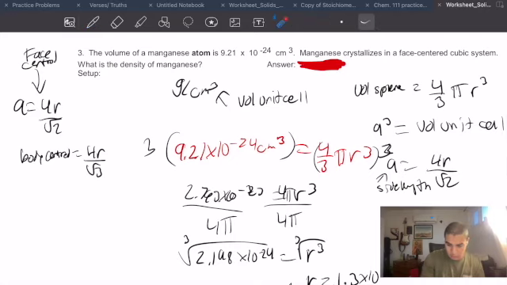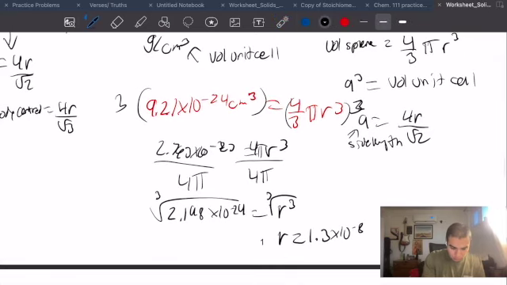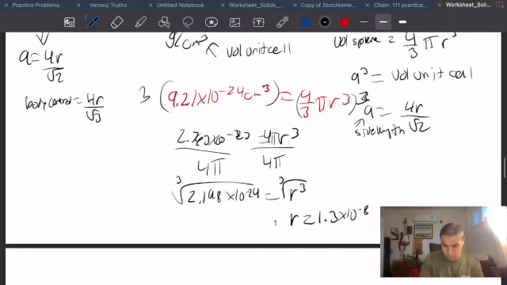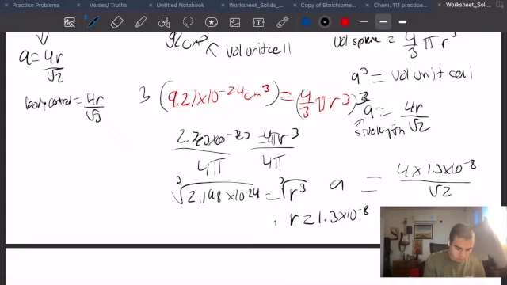We either use this one or this one, or simple cubic would be 2 r's equal to a. So just plug this in: 4 times 1.3 times 10 to the negative 8 divided by the square root of 2. Then we're going to get a from this, and we get a is equal to 3.68 times 10 to the negative 8.